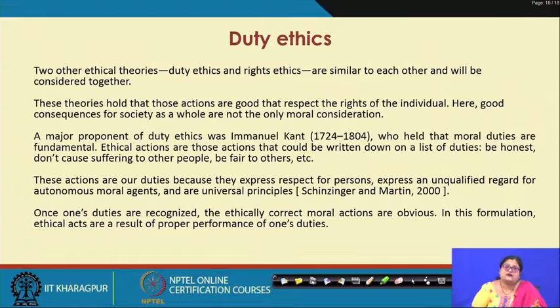Once one's duties are recognized, the ethically correct moral actions are obvious. In this formulation, ethical acts are a result of proper performance of one's duties. So if we understand what our duty is, if we respect the rights of others, and if we understand our set of duties towards ourselves and towards others, then we will be doing actions which are ethically correct.